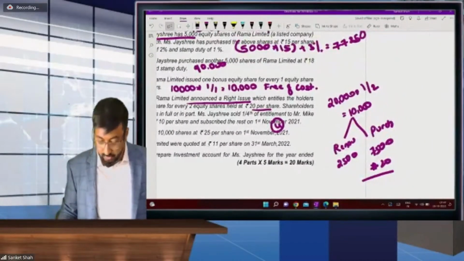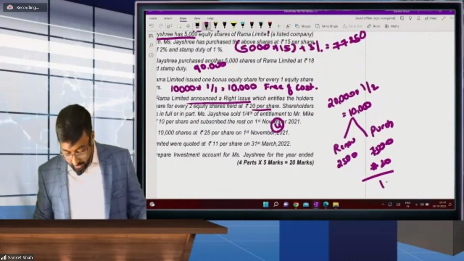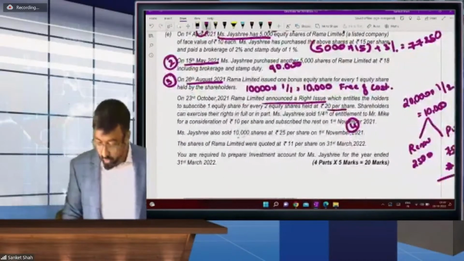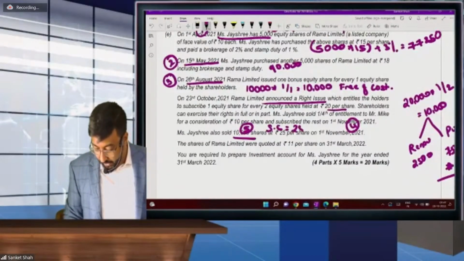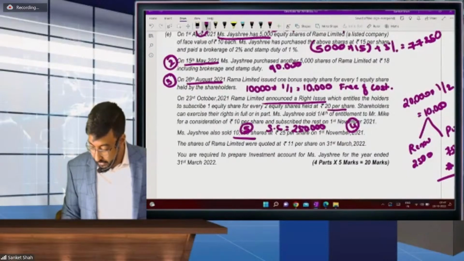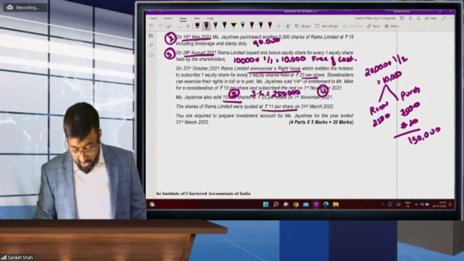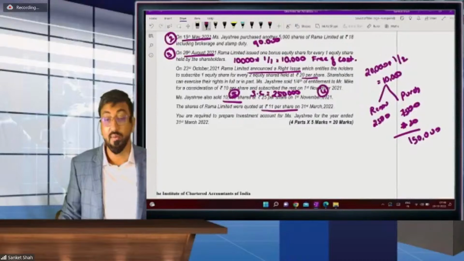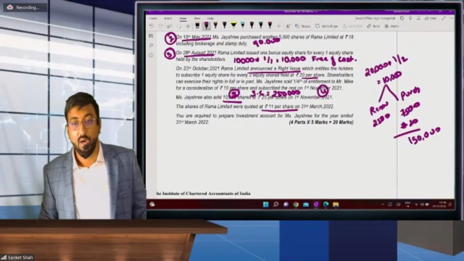So this is a fourth transaction. 7,500 into 20, 1,50,000. She sold 10,000 equity shares. This is a fifth number. So what is the sale consideration? Sale consideration 10,000 into 25, 2,50,000. And market price is rupees 11 per share. In this question, there is no question regarding pre-acquisition and post-acquisition dividend. So question is very simple, only of 5 marks.